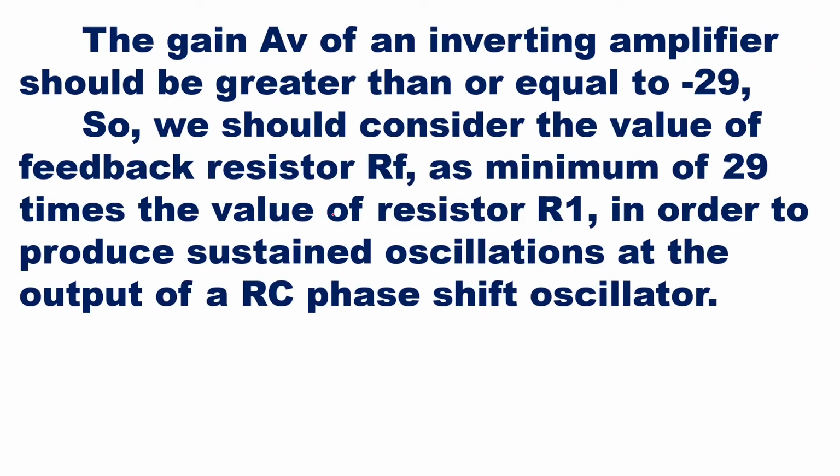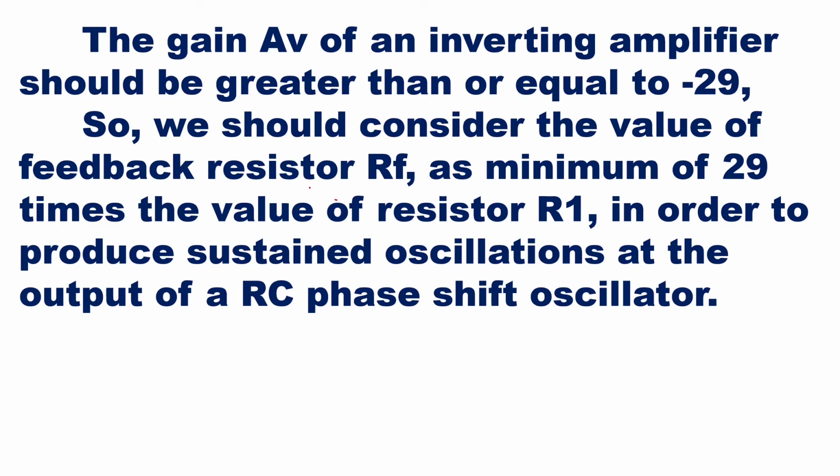Then the gain of an inverting amplifier should be greater than or equal to minus 29. This is seen by the analysis, and after the analysis we have seen that the gain of the amplifier circuit should be equal to or greater than minus 29. So we should consider the value of the feedback resistor RF as a minimum of 29 times the resistor R1, because here the gain of the amplifier is given as minus RF by R1.